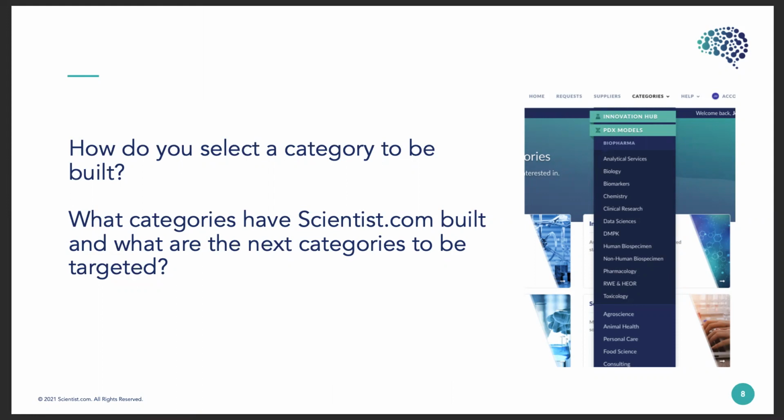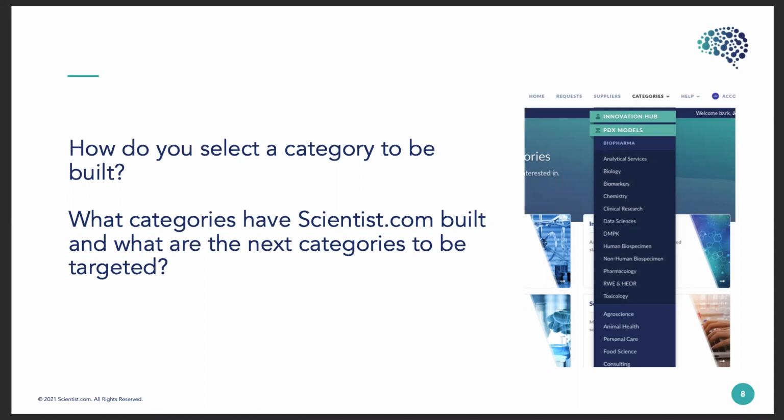Equally, we speak to suppliers as well, understanding whether they have new areas of science that's cutting edge, and that can be quite challenging. And then finally, we look at external literature. We look at both the literature in journals as well as in different publications to spot any themes that are progressing where we can get ahead of the curve and look to build something to really supercharge new areas of science. And as this says on the screen there, Matt, what categories has Scientist.com built, and what are the next categories to be targeted?